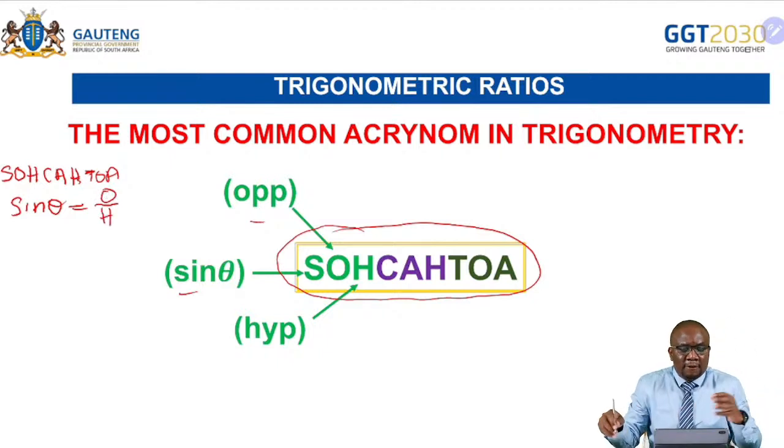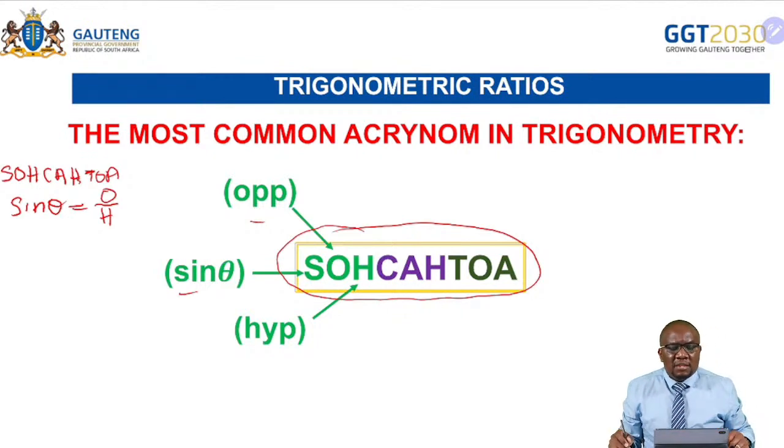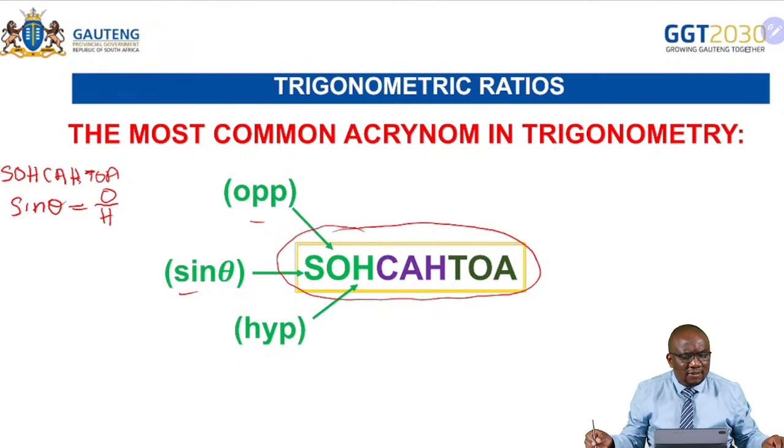Instead of drawing funny things around your SOHCAHTOA, leave it clean and write by the side: sine theta is opposite over hypotenuse. You see? You write this, you won't go wrong. Let's go to the next one. What will you say?